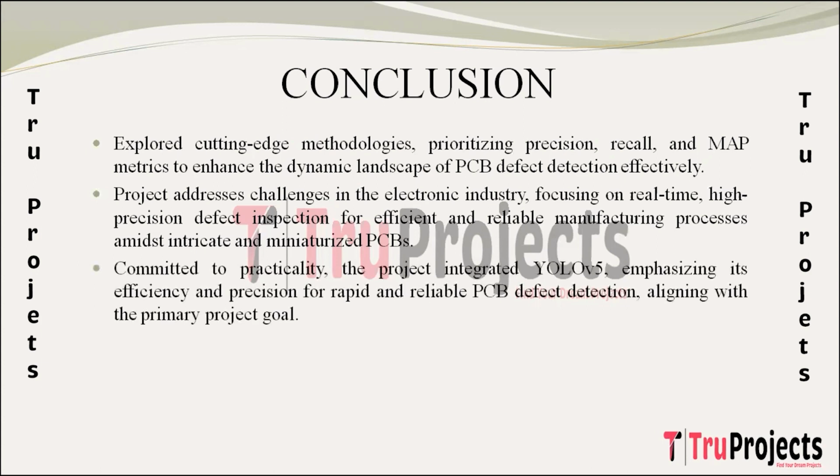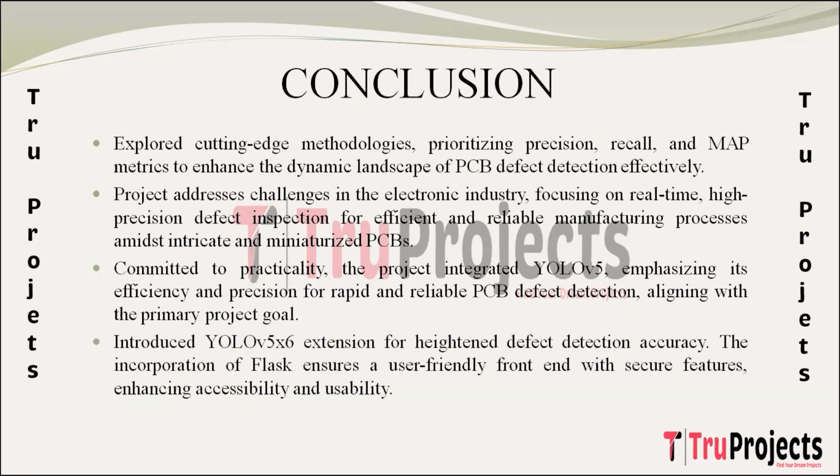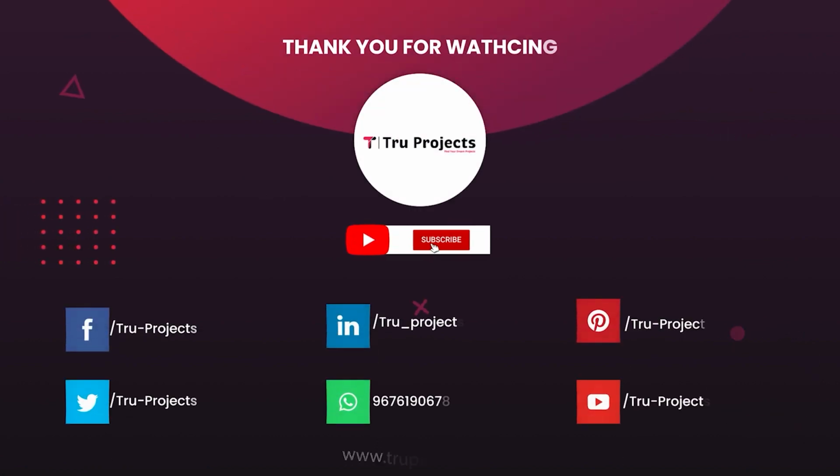The inclusion of YOLO V5, particularly the variants tailored for efficiency and accuracy, showcases the project's commitment to practical implementation. YOLO V5 speed and precision make it a suitable choice for rapid and reliable PCB defect detection, meeting the project's primary aim. And as an extension, YOLO V5x6 has been introduced and it ensures heightened performance in identifying and classifying defects in PCBs. Additionally, the incorporation of Flask ensures a user-friendly frontend with secure sign-up and sign-in features, enhancing accessibility and usability.